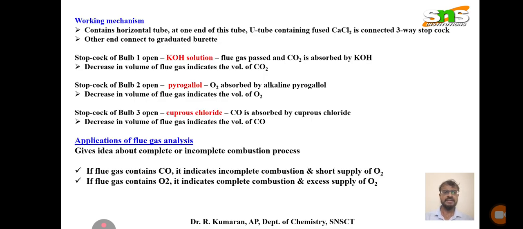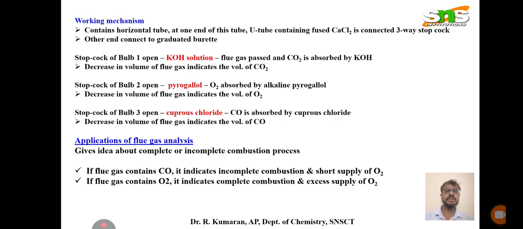So, the working mechanism. It contains a horizontal tube, at one end of which CaCl2 is connected to a 3-way stopcock. The other end has a graduated burette. The stopcock of bulb 1 has KOH. Flue gas is passed and CO2 is absorbed by KOH. The decrease in volume of flue gas indicates the volume of CO2.